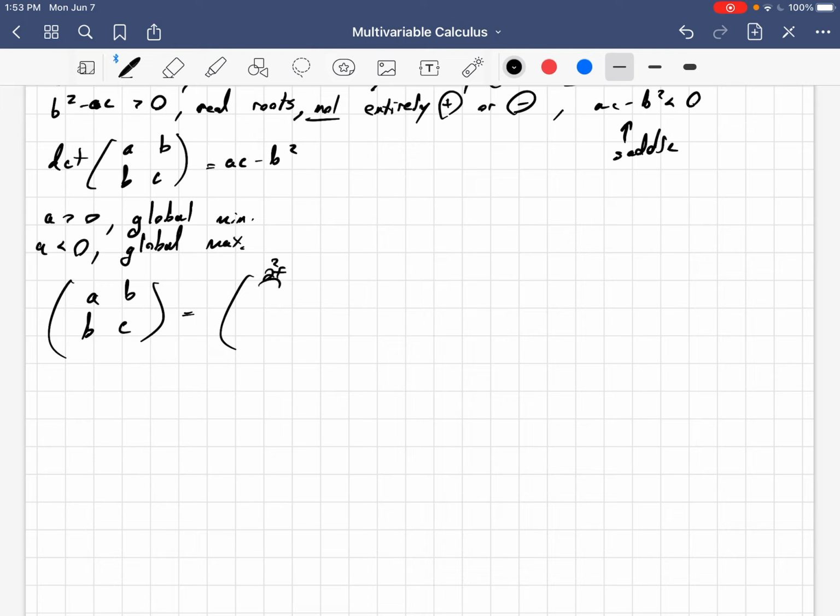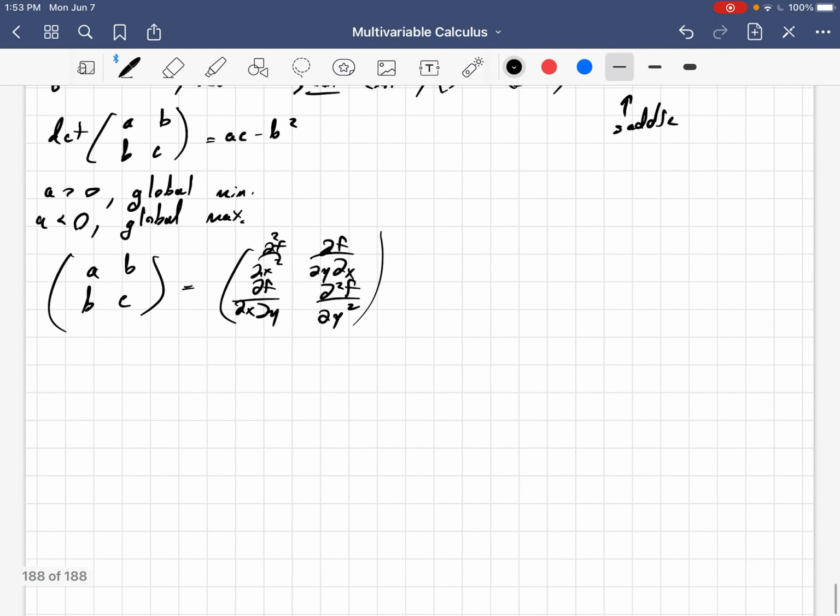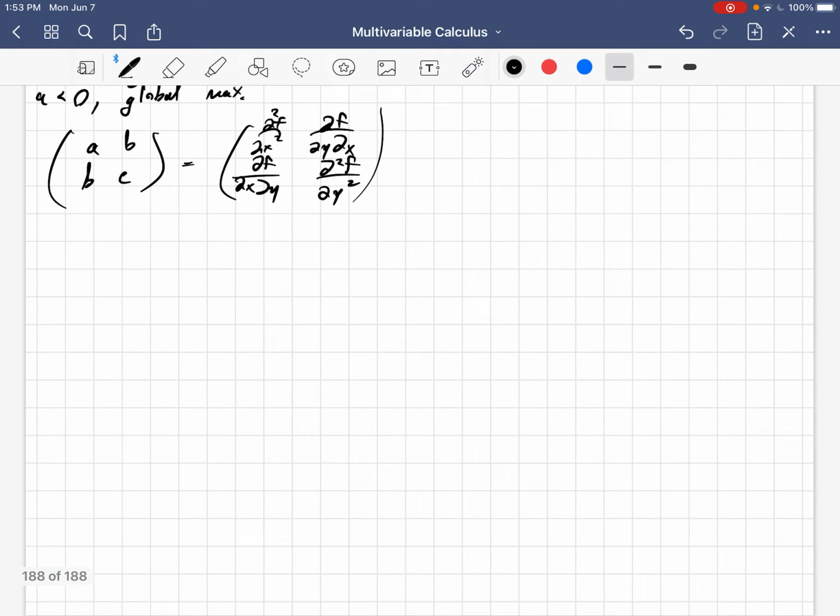It's the second partial of f with respect to x, the partial of f with respect to x and then y, the partial of f with respect to y and then x, and the second partial of f with respect to y. And so now what we actually have is a total proof of the second derivative test, which I will write out for you now like a calc text would.